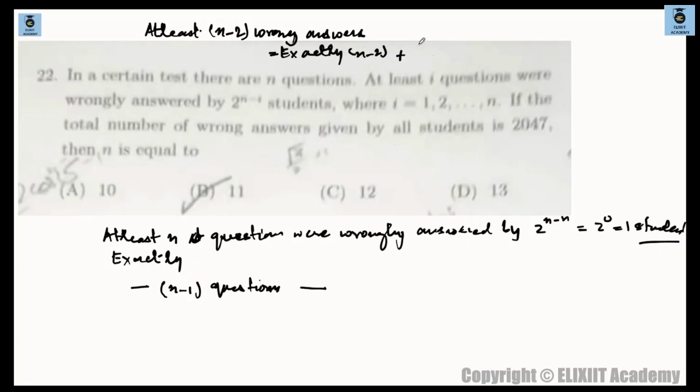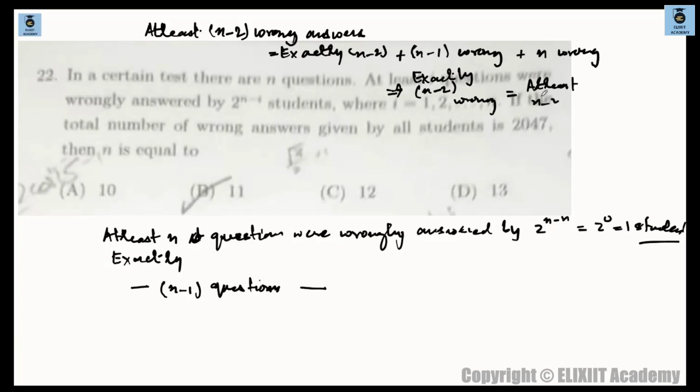So this includes exactly n minus 2 wrong. This also includes exactly n minus 1 wrong. And finally this also includes n wrong answers. So we can say that exactly n minus 2 wrong will be at least n minus 2 wrong, minus at least n minus 1 wrong.